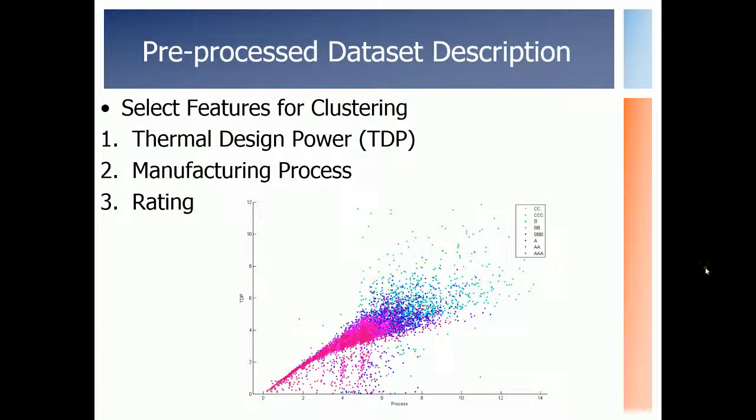Here, we choose the dataset previously preprocessed and stored into a MAT file, which is simulated to reflect characteristics of chips. In this case, it should be sufficient to select manufacturing process, thermal design power (TDP), and the rating features to cluster the dataset. We can see that chips with smaller process have lower TDP, and vice versa, as one may expect.